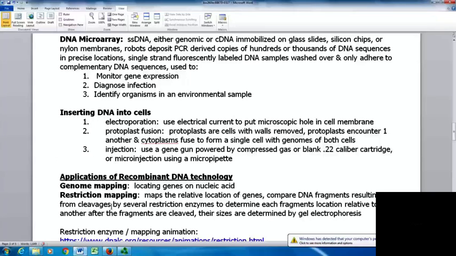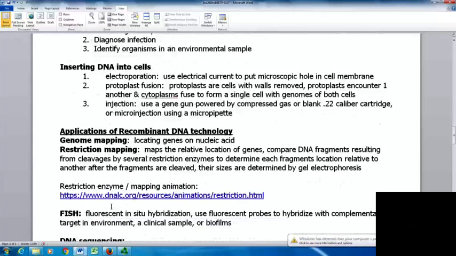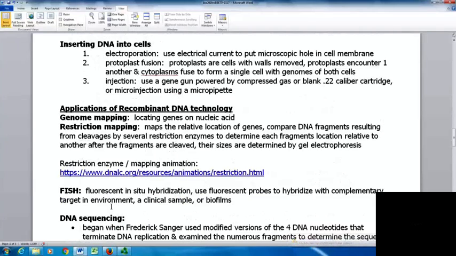So there are many applications of recombinant DNA technology. We're just going to be looking at a few of them in here. So genome mapping is a way of locating the genes on the nucleic acids. And one way of doing this is using restriction mapping. This maps the relative location of genes. You compare the DNA fragments that result from doing the cleavages by several different restriction enzymes. So this will determine each fragment's relative location to the other fragments that are cleaved.